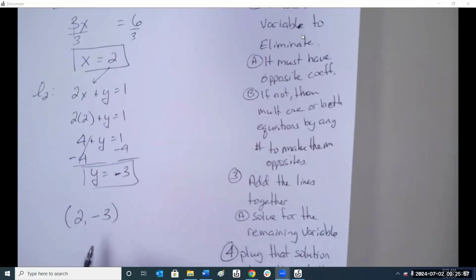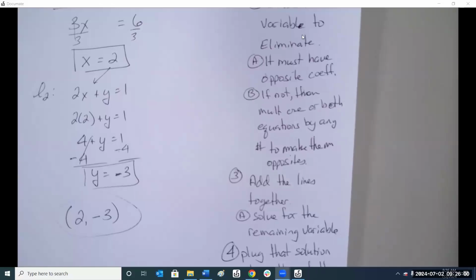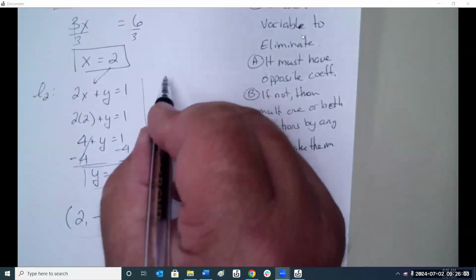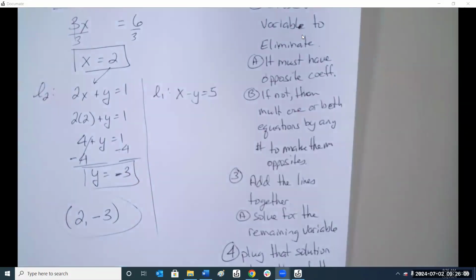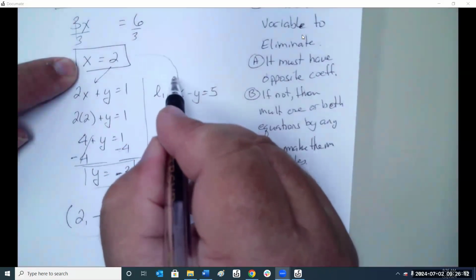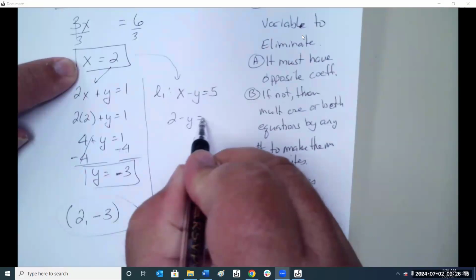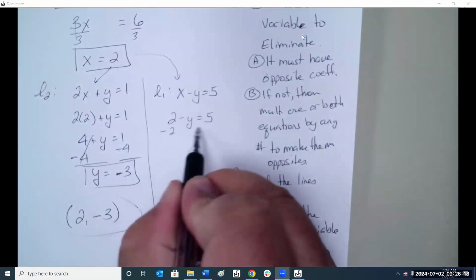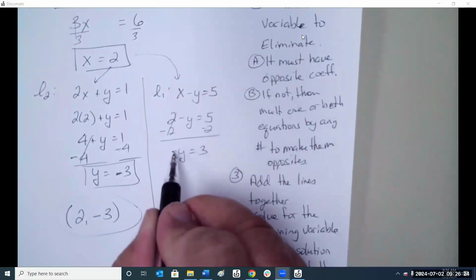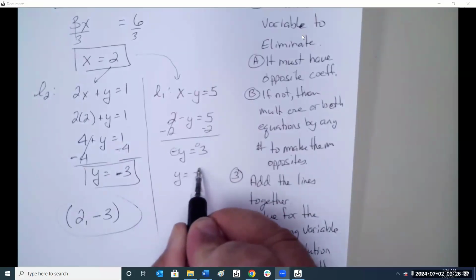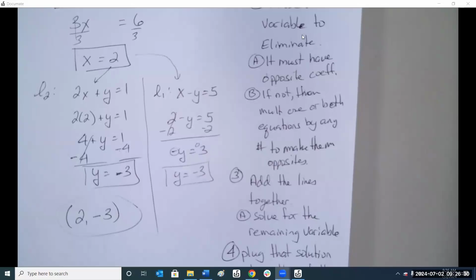They will intersect at that point. We'll get the same answer, even if we use the other line, line one. X minus y equals 5. Put 2 in place of x. Subtract 2. 5 minus 2 is 3. Change the signs. Y is negative 3. So I get the same answers. Let's do a couple more examples of these before we jump into Cramer's rule.